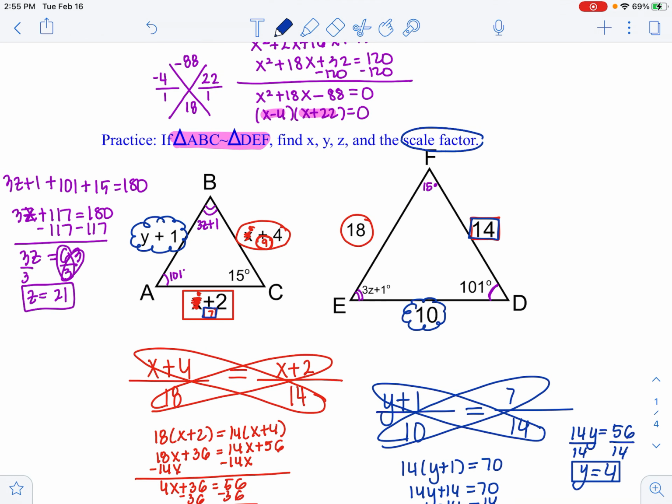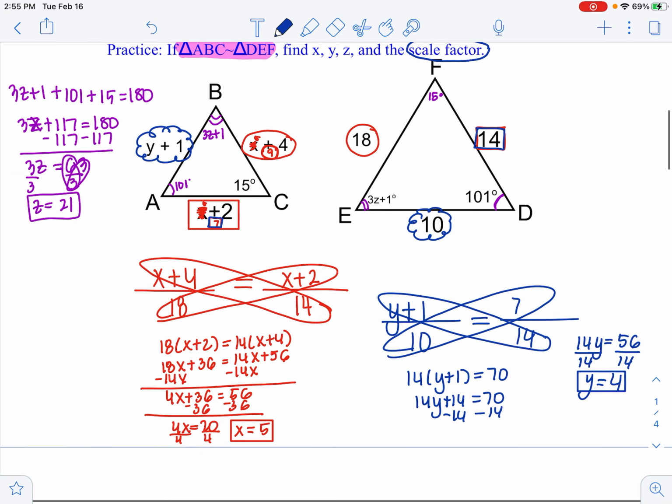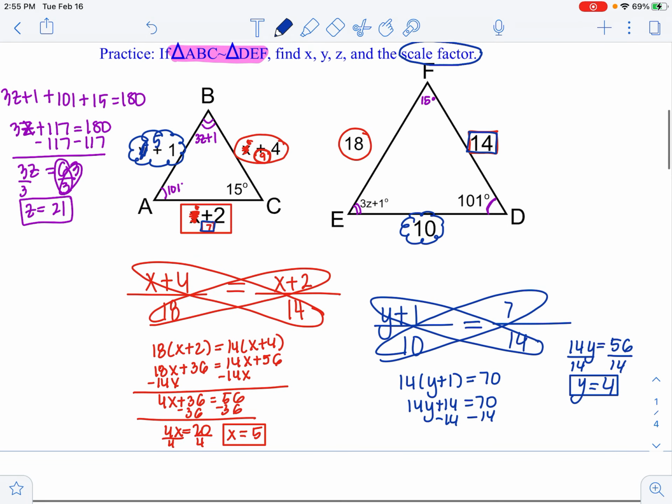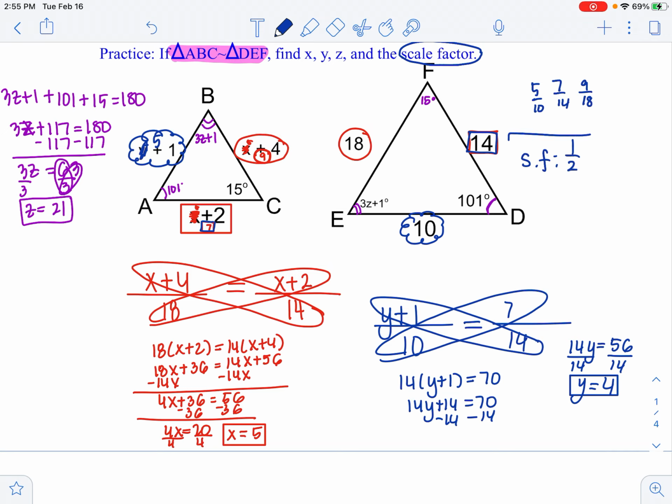Okay, so I have z, x, and y. Was there anything else? There sure was, a scale factor. So I can plug y in if I want now that I have it. So I can plug in 4 here. 4 plus 1, this is now 5. That's 10. And now I can pick a ratio of any of corresponding sides. So I can do 5 over 10, or I can do 7 over 14, or I can do 9 over 18. Notice they all simplify to the same thing, the scale factor, which is 1/2.